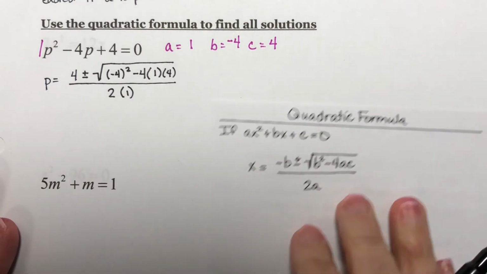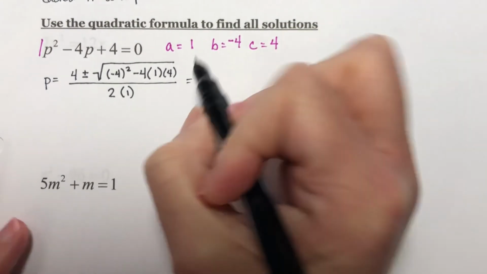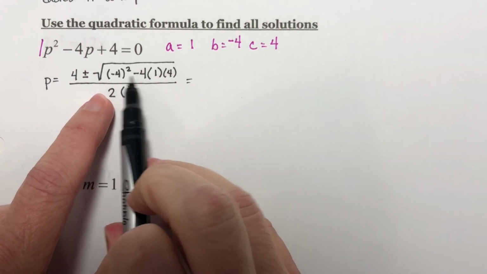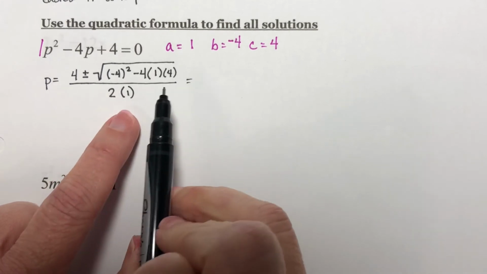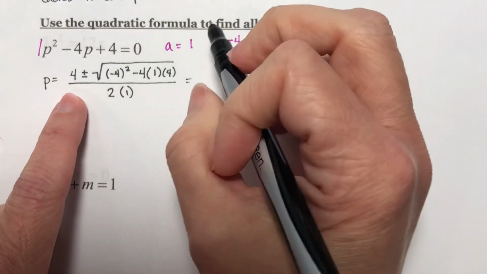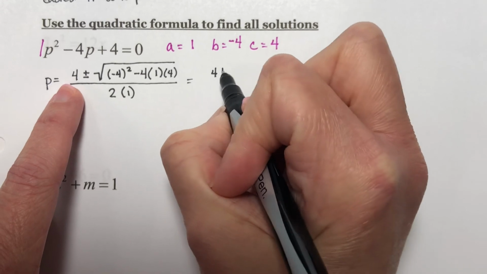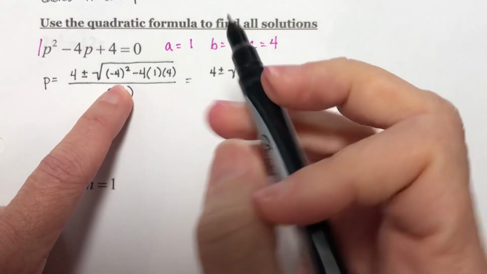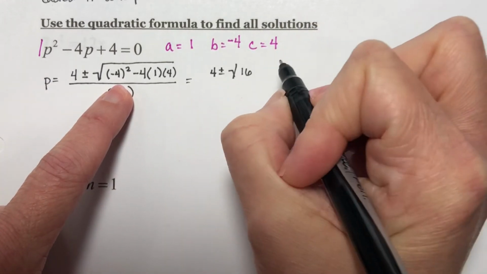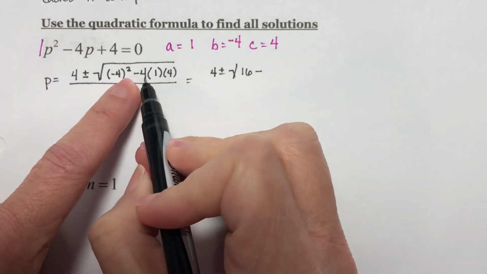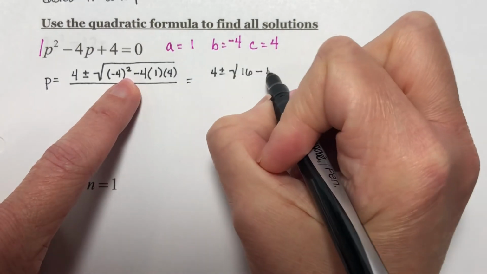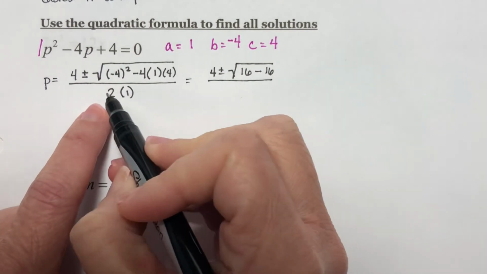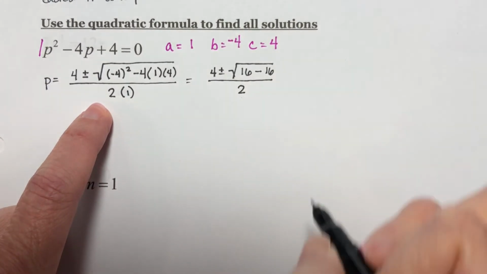So now it's just arithmetic. I'm going to start out working inside the radical. What is underneath the radical actually has a special name, and it tells us a bunch, which we're going to talk about in a bit. I'm just going to recopy 4 plus or minus the square root of. Negative 4 in parentheses squared is positive 16, minus 4 times 1 times 4 is 16. Don't forget to use your order of operations. In the bottom, 2 times 1 is 2.